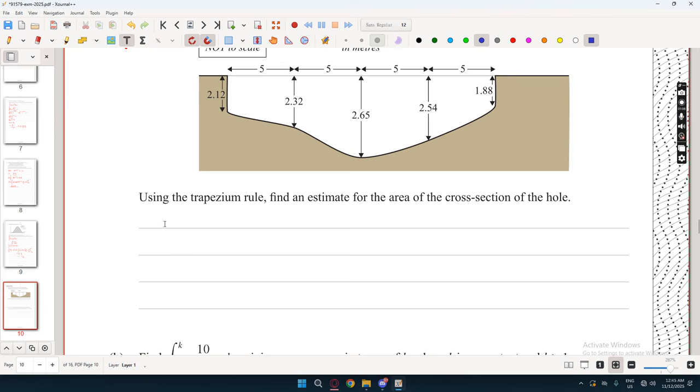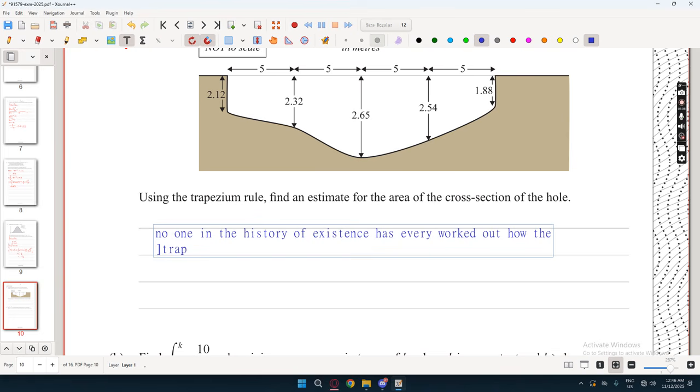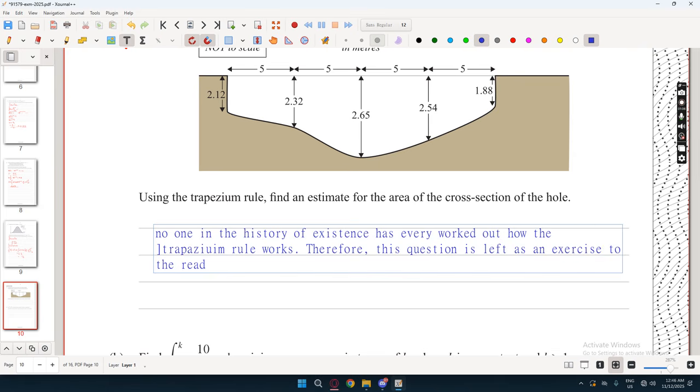Well, no one in the history of existence has ever worked out how the trapezium rule works. Therefore, this question is left as an exercise to the reader.